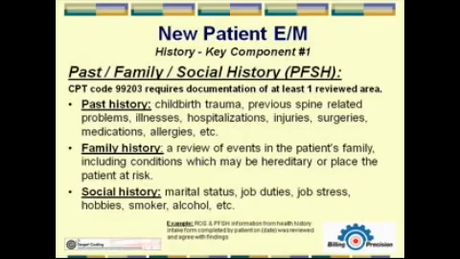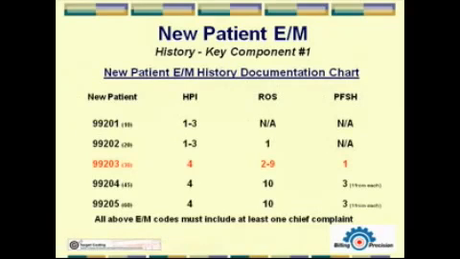Next is the PFSH, and this is just going through, again, a good quality intake form will list these items. So it might say, have you ever been in an accident, any trauma to the spine, do you smoke cigarettes, drink alcohol, anything like that? You need at least 1 of those. For 99204, you need 3.